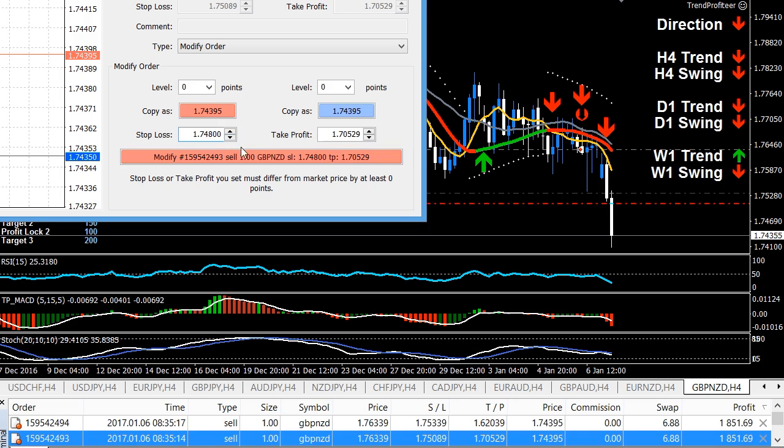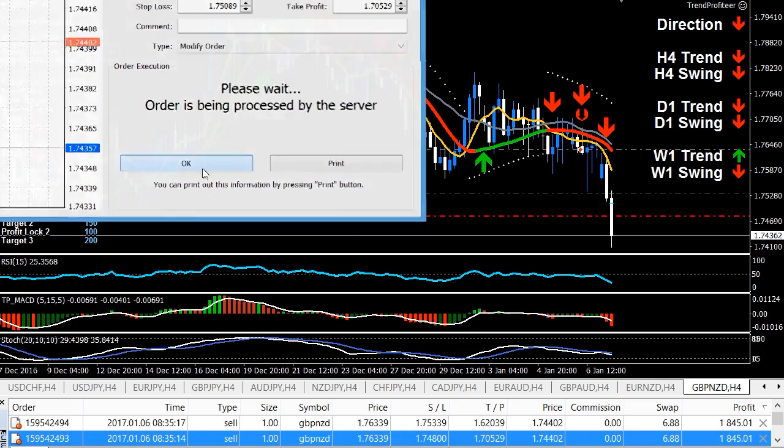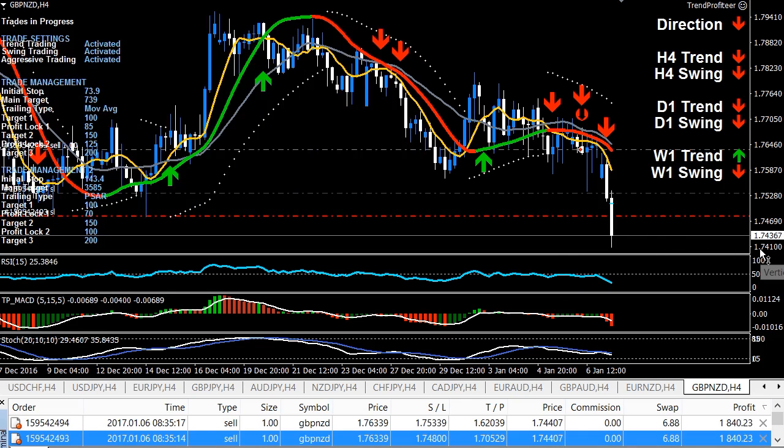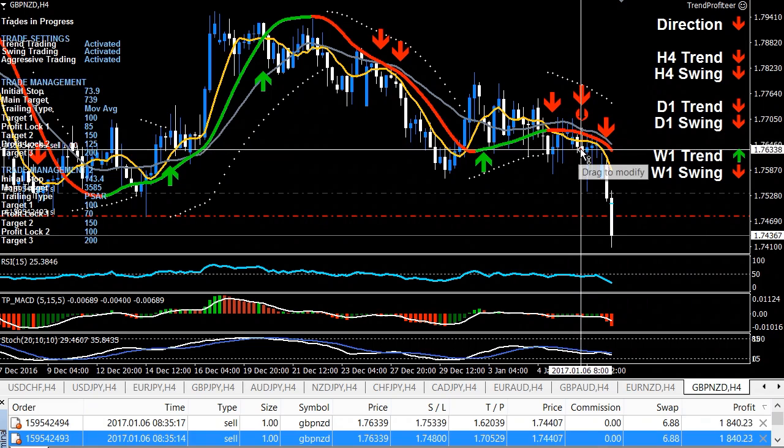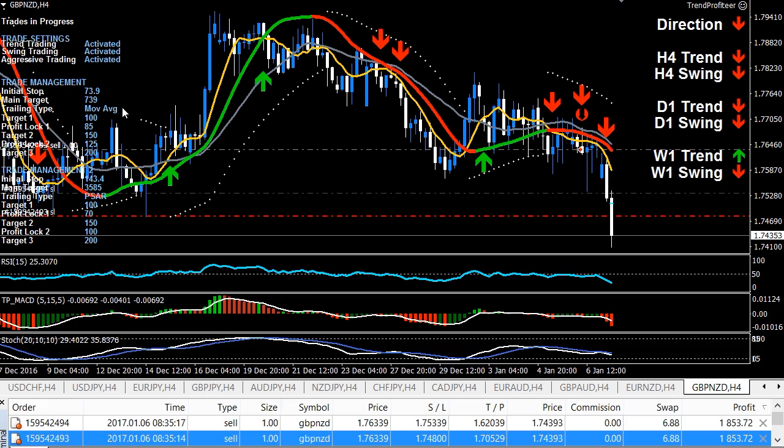So 174.80 is what I'm going to set my stop to on that position. And you can see that if it goes against me, then I've got some serious pips locked in. About 150 pips on the first, around 90 pips on the second. My settings are all in place. My trade management is all in place from this point on.